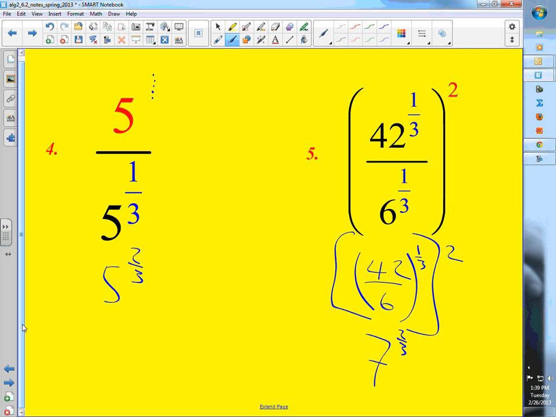For example, 42 to the 1/2 over 6. Can you simplify it? No. So you just leave it. There's nothing you can do. The only reason why this works is because the powers are the same. You've got to have the same powers.